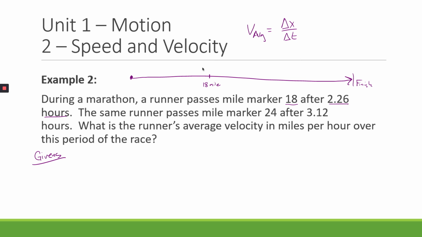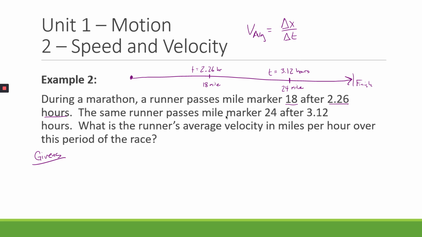It's been 2.26 hours. So our time here equals 2.26 hours. And then at a later point in time, he passes mile marker 24. And it is 3.12 hours. So we haven't done anything except kind of draw what we've seen, what it told us, right? This helps my brain make a little bit of sense of it.